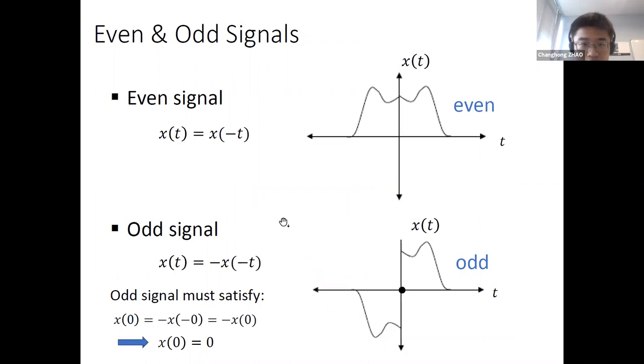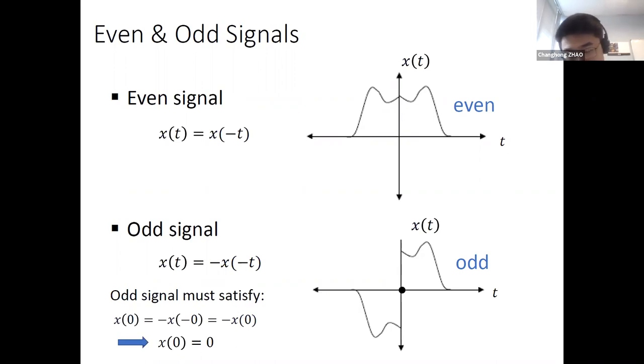Okay, so to summarize, for an even signal, x of t equals x of minus t; for an odd signal, x of t equals minus x of minus t. In general, an even signal looks like this. It's symmetric along the vertical axis t equals 0. Because of this symmetry, when we take the reflection, it's still itself. But an odd signal is so-called anti-symmetric over the origin, because when we reflect it over the vertical axis, it must be a flip upside down. That's why it has this anti-symmetric structure.